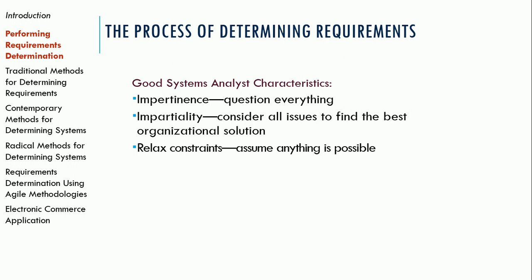We want to relax constraints, meaning that we can assume that anything is possible. Let's pretend that technology doesn't matter, right? When we're in this requirements determining phase, let's pretend we can have anything we want in a perfect world. How would this work in a perfect world, and what can we do to get there? A lot of people will skip that step and say, well, we know that the technology can't support this. Let's go right to this other option. But maybe there is a way to make that happen. Maybe there's a way to think outside the box.